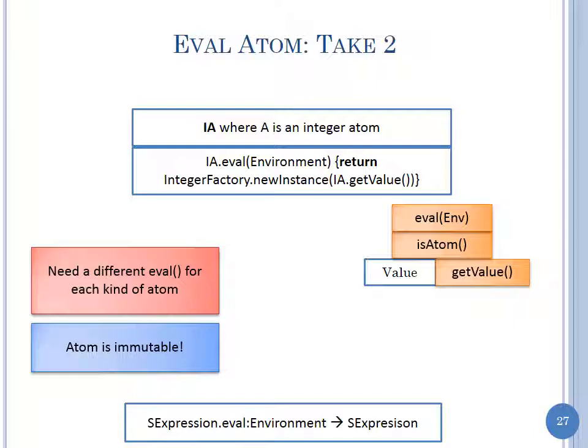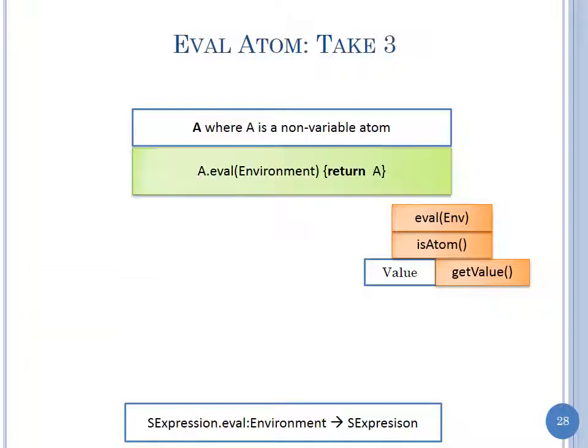Okay, we just instinctively said that if we are doing an eval on an atom, we should be invoking get value. No, just return the atom itself, and that will give you the S expression that represents the atom. Okay. So we are going to go and just return A.